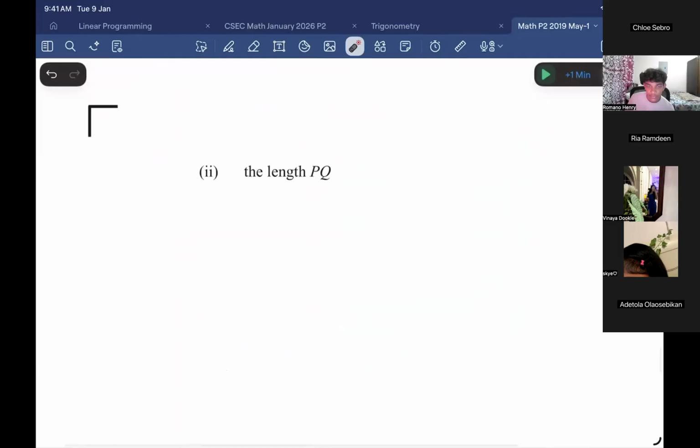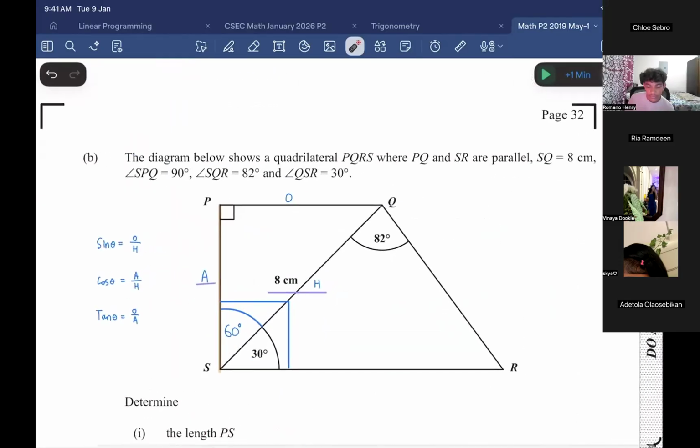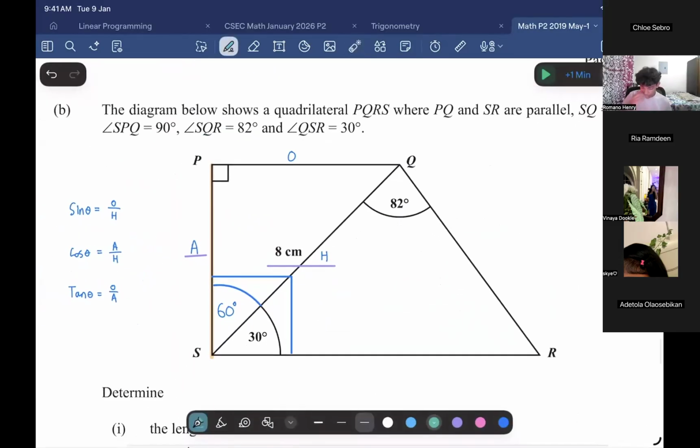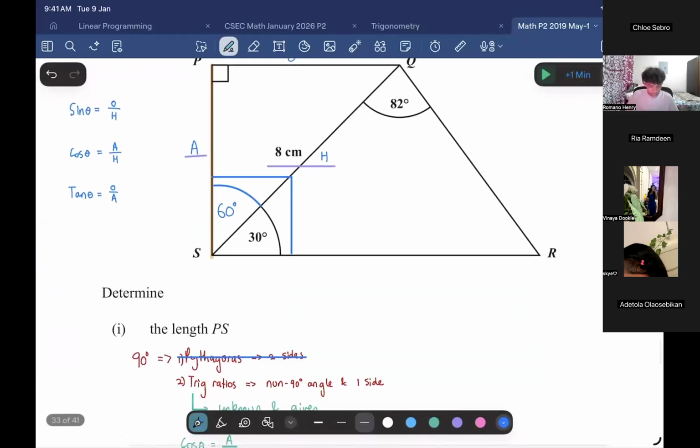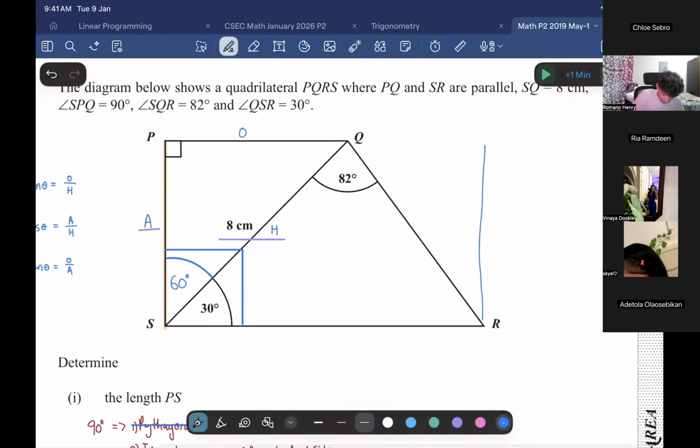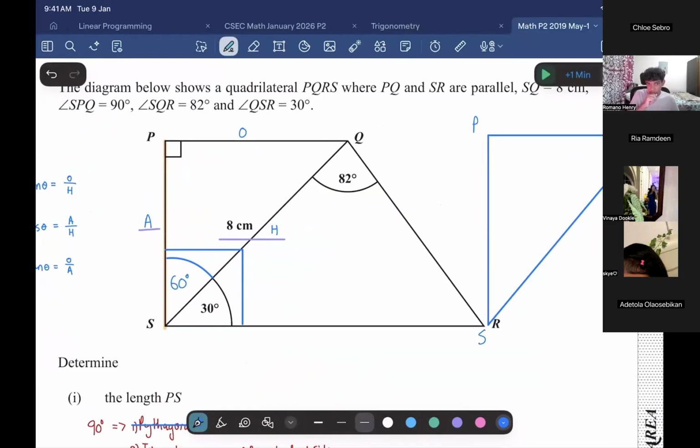Now we want to find the length of PQ. Okay, this is relatively straightforward. So guys, check this out. I'm going to reconstruct it. This is P, this is S, and this is Q. What length did we just find, guys? PS. Yes. And PS was what? 4 centimeters.